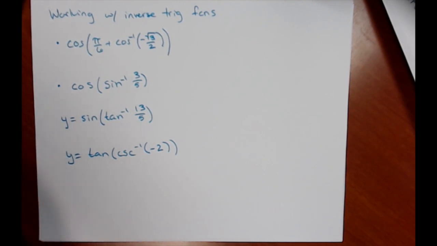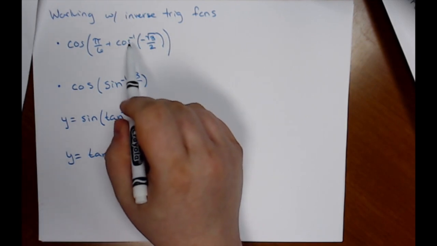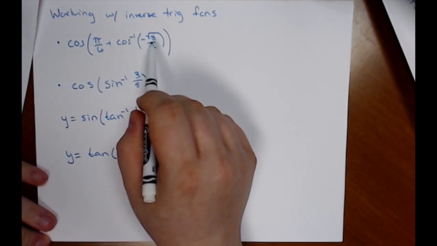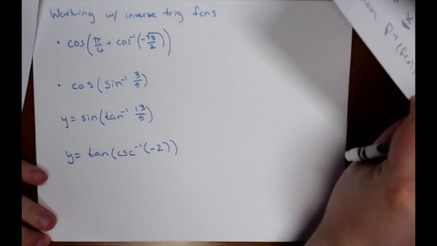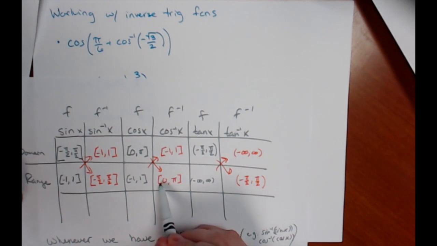All right, so now that we have taken a moment to look at these, we'll go ahead and get started. For this first one, we have arc cosine of negative root 3 over 2. And if we bring our handy chart over here, we know that arc cosine is going to give us a value between 0 and pi.